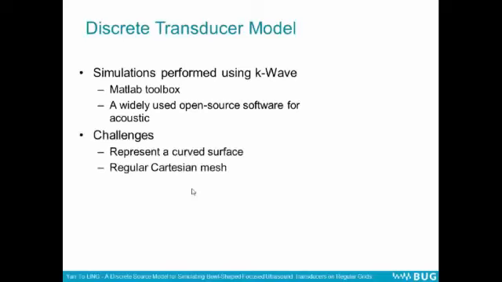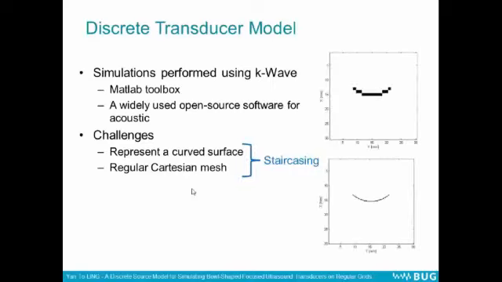The challenge for creating a discrete transducer model is that we have to represent a curved surface on a regular Cartesian mesh. That leads to the staircasing error. Staircasing is a problem because for a lower resolution grid, each point on the model will be further away from the real curve of the transducer.